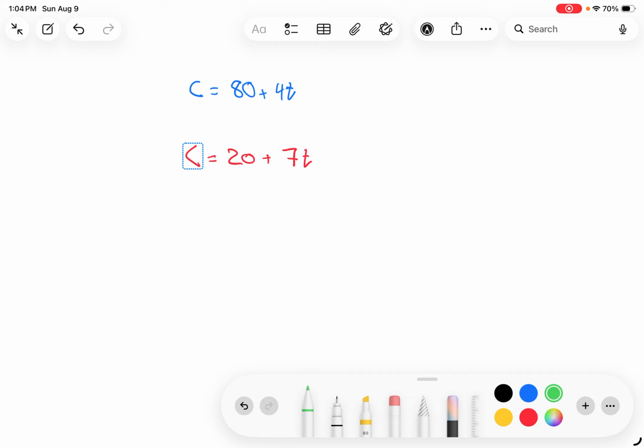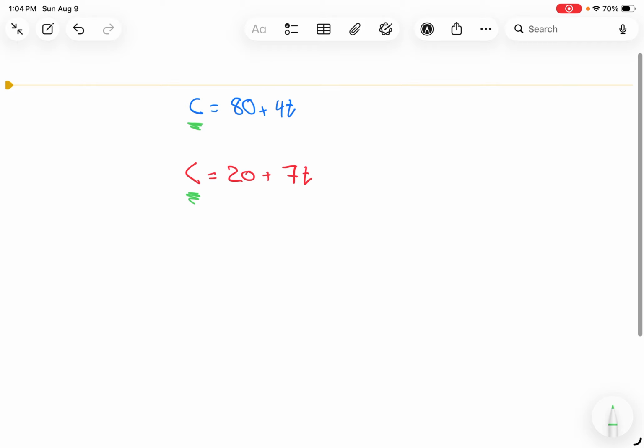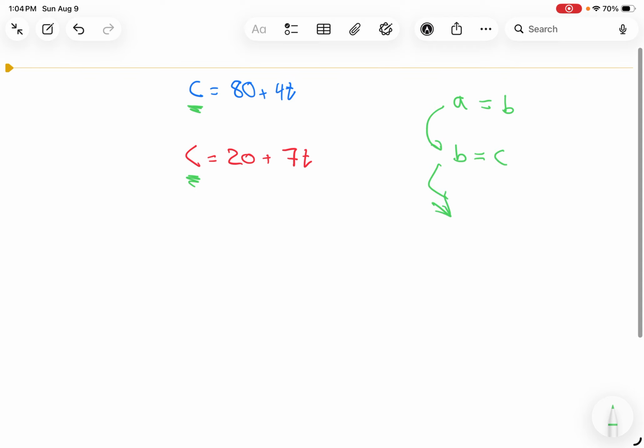The first thing you have to notice about this is they both start with the same variable, c. c equals and c equals. Now, there's a cool rule in algebra, but it's a rule in life, right? If I said A is equal to B and B is equal to C, well, we would say logically then that C and A are equal to each other as well. If A is B and B is also C, then A and C have to be the same thing.